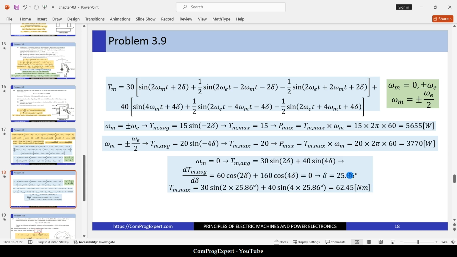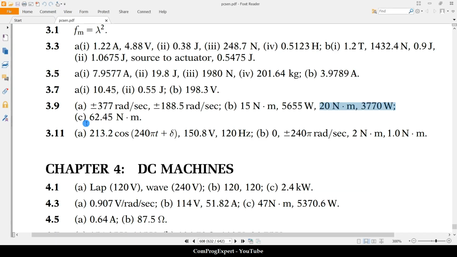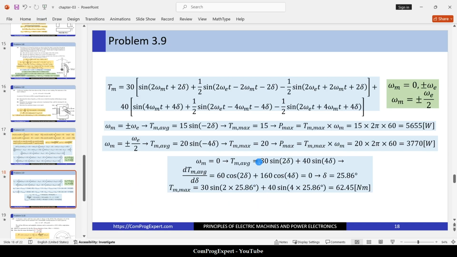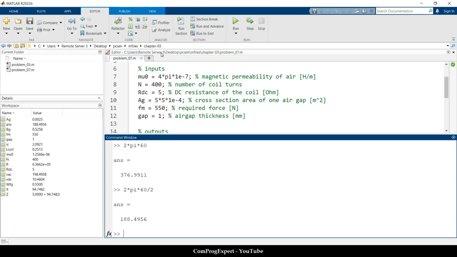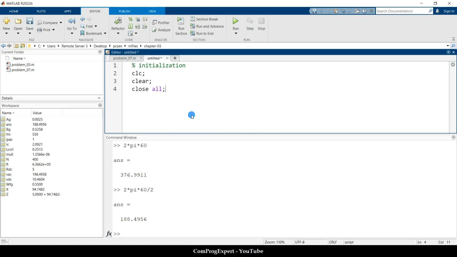As you can see here, for this value of the delta, we have the maximum torque. The maximum torque is equal to 62.45, this number. Okay, so you can plot this function to find the delta. Let me write this M file here for this problem.